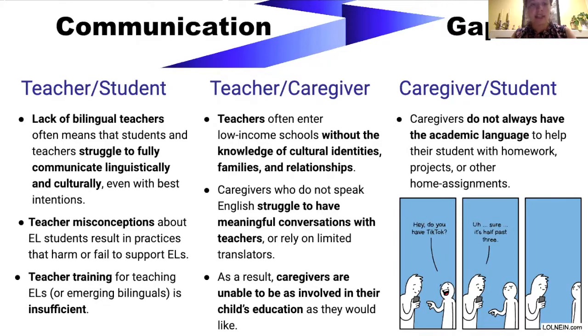the caregiver is the first teacher of the student. The teacher may fail to create a working relationship with the parent because of the communication gap, and parents may not be able to share their culture, traditions, hopes, and dreams for their child in the way that they would like because of this communication gap.